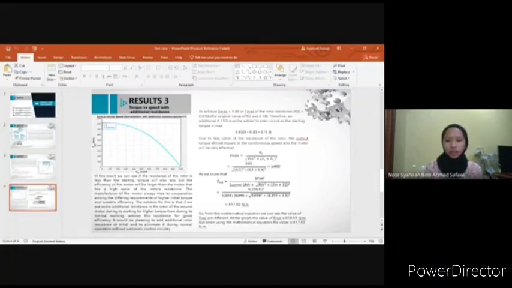So to achieve the Smax equals to 1, the rotor resistance R2 is 0.81. So for our parameter, we choose R2 as 0.1. Therefore, an additional 0.71 must be added to the rotor circuit for the starting torque to be max. Due to the lower value of the rotor resistance, the pull-out torque almost equals the synchronous speed, and the motor will be very effective.